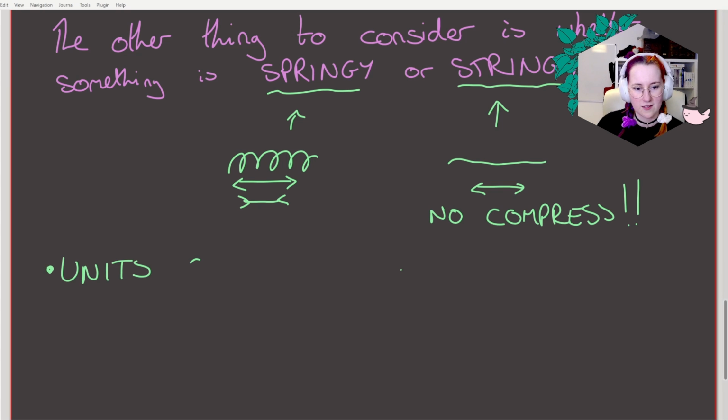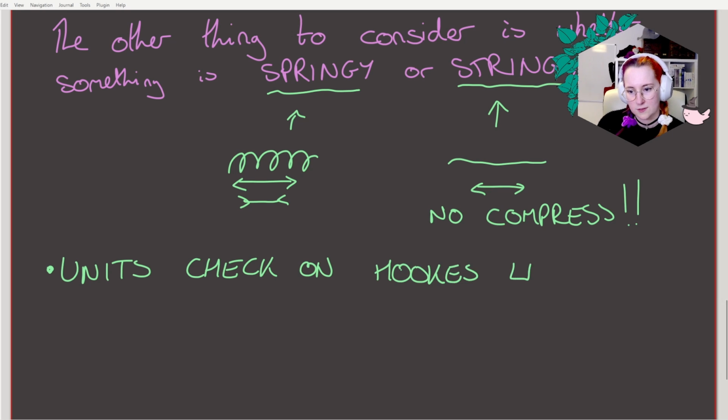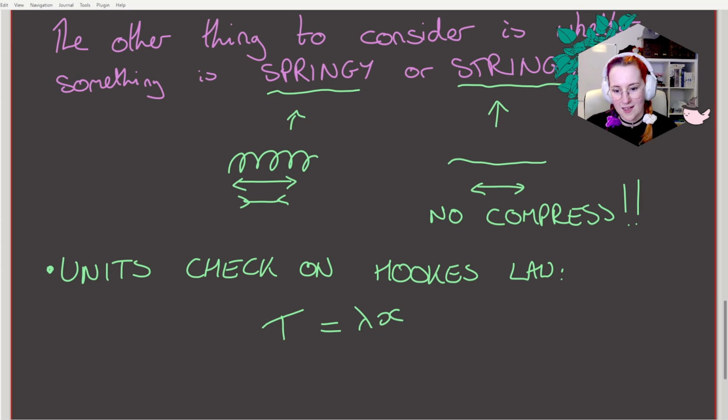Let's do a units check on Hooke's law. Okay, so remember that the equation is T is lambda x over L. And in particular, what I want to do is figure out what the units of the modulus of elasticity are.